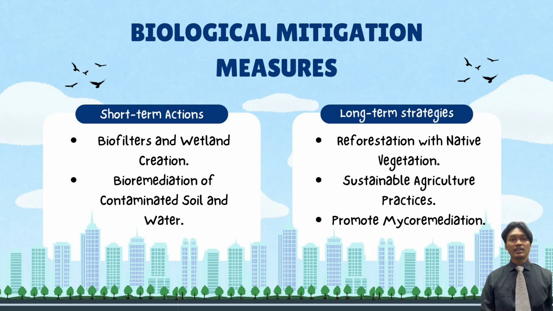We can also engage communities in eco-friendly farming to ensure land remains productive. Other than that, we can use fungi to break down pollutants and restore soil and water quality. In conclusion, a combination of physical, chemical, and biological measures provides a comprehensive approach to mitigating mining impact. This strategy helps restore the ecosystem, protect water quality, and support sustainable land use.